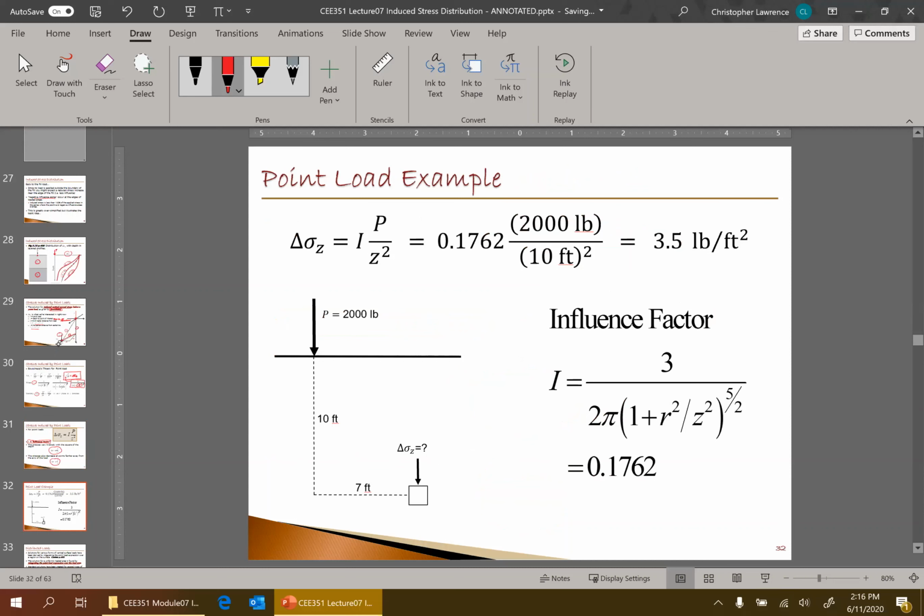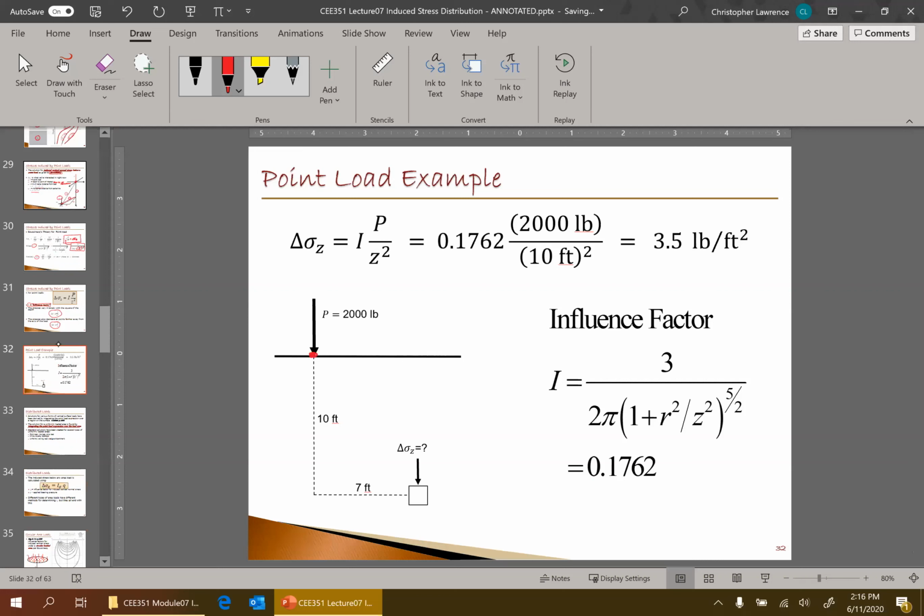If we had a point load, let's say it is at the ground surface, and we go 10 feet down and 7 feet over, what is the stress caused by this 2,000-pound point load? 2,000 pounds is not large. Of course, we also don't often have point loads. But let's say it's some relatively small and sort of heavy object, 2,000 pounds. That's not very big for stress.